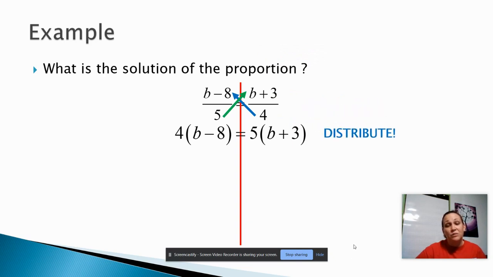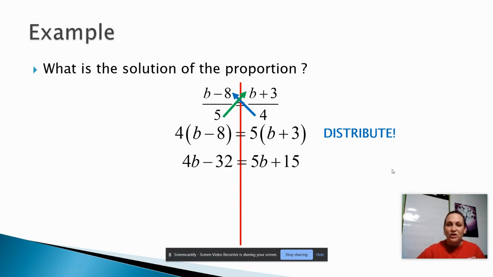Now, it is possible to distribute as part of your cross multiplying. So if you want to distribute the 4 straight away without writing the parentheses, I would be okay with that. Just make sure that at some point in time you are definitely distributing. On the left side, I'm going to distribute my 4 to the b and the 8. And on the right side, I'll distribute my 5 to the b and the 3.